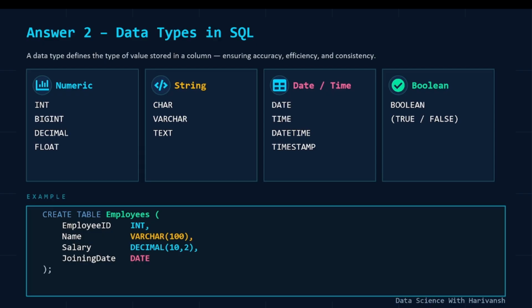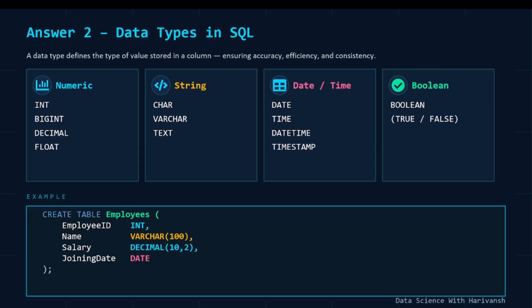Salary is defined as a decimal 10,2, meaning it can store up to 10 digits in total with exactly 2 digits after the decimal point. This ensures the salary is stored precisely without any rounding errors. Joining date is defined as date because we only need to store the calendar date on which the employee joined, not the time. This example perfectly illustrates how choosing the correct data type for each column is a deliberate and thoughtful decision in database design.